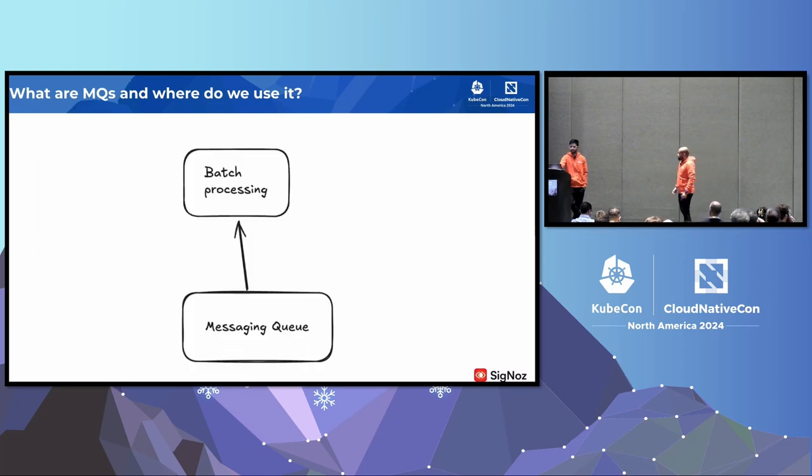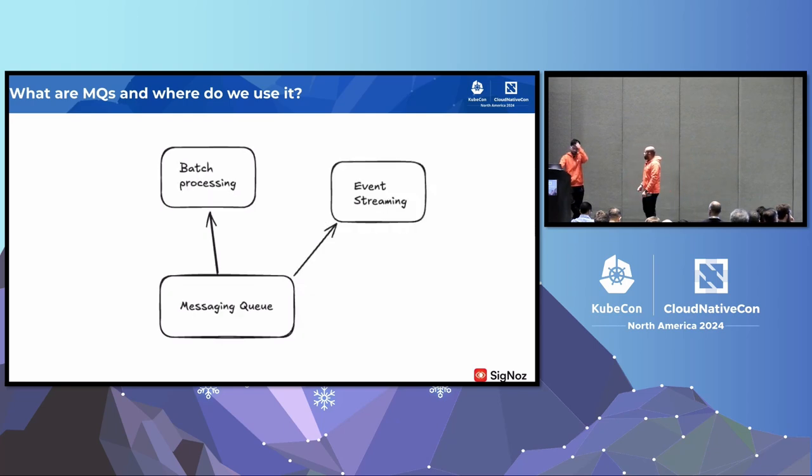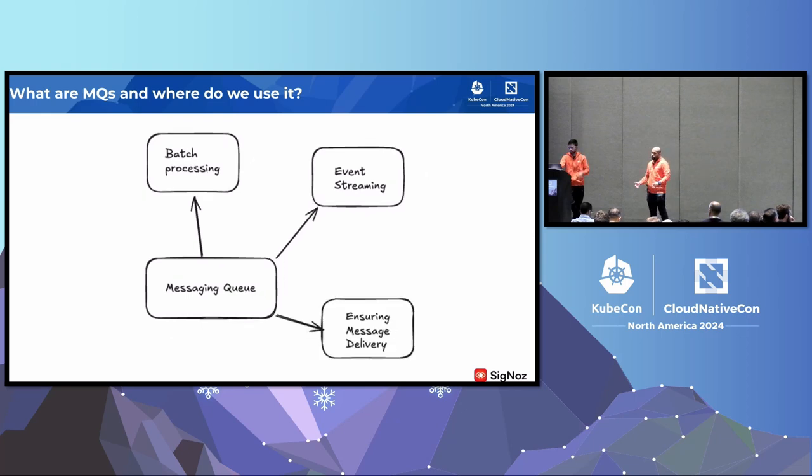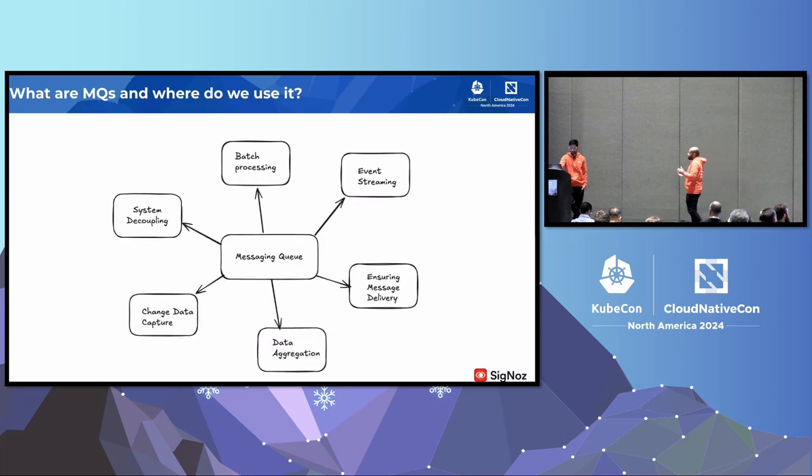So why do we use any type of messaging queues? We have batch processing. We have event streaming. We have ensuring message delivery. One of the most common use cases for a messaging queue would be ensuring message delivery. There might be downtime on the consumer side. There might be some delay, some lag, something going wrong on the consumer side or the producer side, but we want the message to be consumed. The message can either be an OTP, a payment service, or something like that. So messaging queues ensure message delivery. Apart from that, we have data aggregation, system decoupling, CDC, data pipelining, and a lot more which messaging queues can help with.